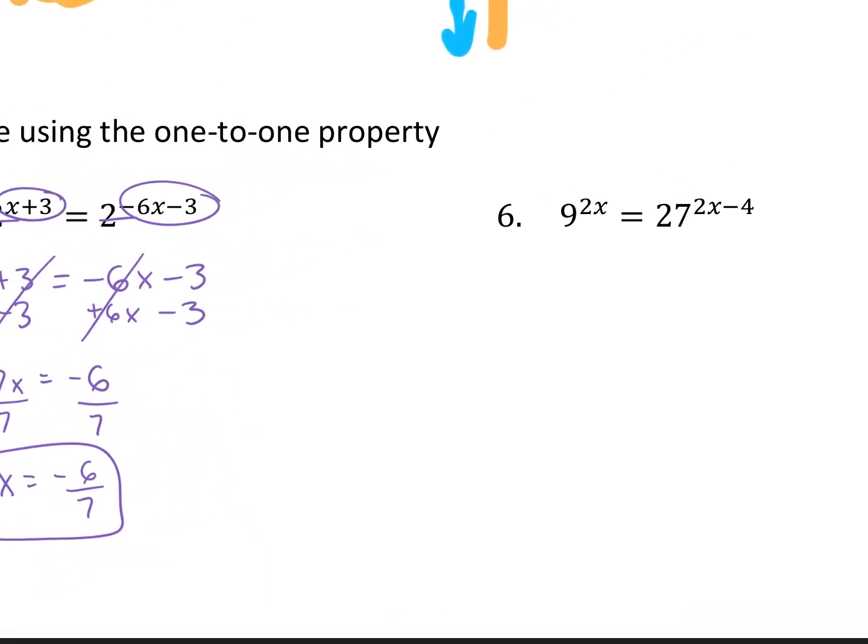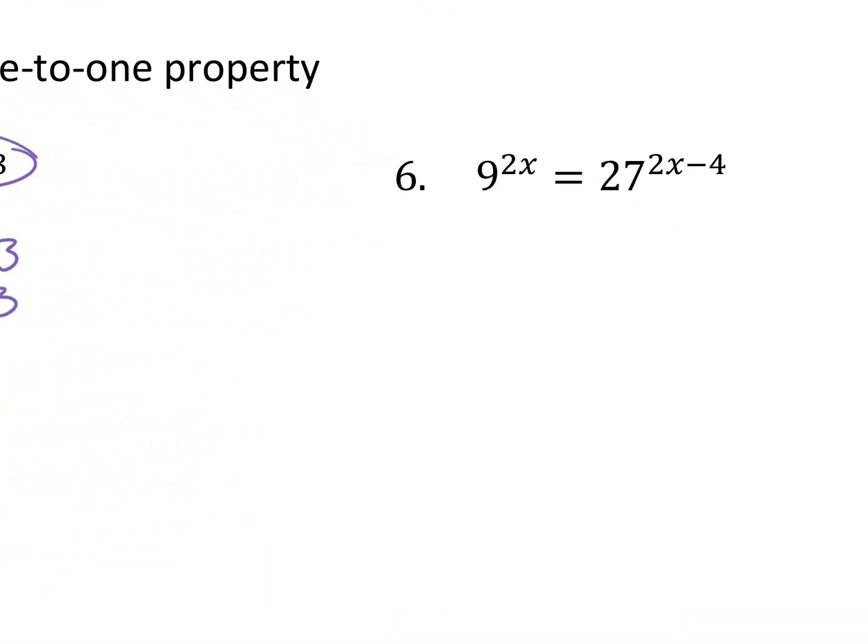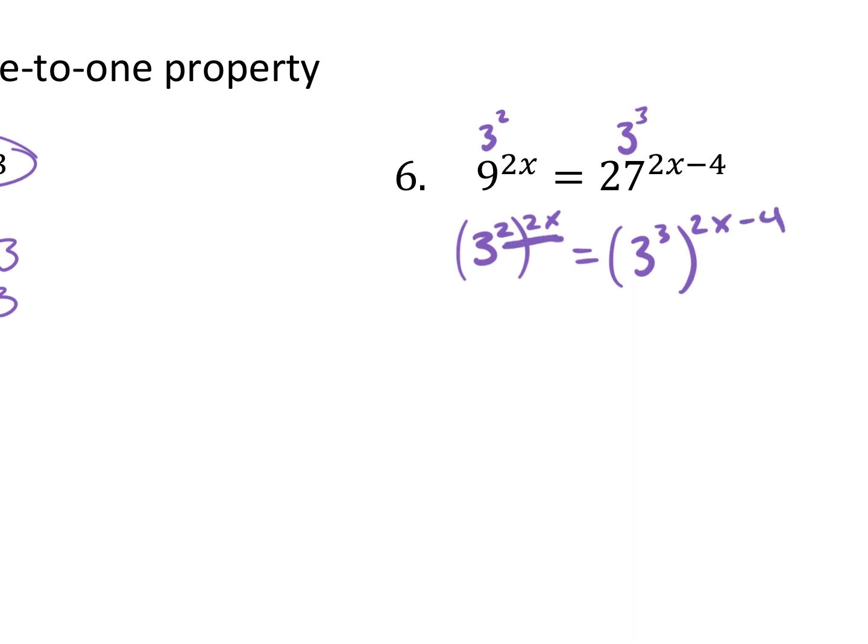So let's do number 6. Since here our bases are not the same, how can I get them to be the same? So I can make them both have a base 3. So 9 is 3 squared. So I'm going to change 9 to be 3 squared, but it's 3 squared to the power of 2x. And then what would I have to do to make 27 have the base of 3? 3 cubed. So this would be 3 to the third power to the power of 2x minus 4. Now what do I do if I have a power raised to a power? Multiply. So this would be 4x is equal to, and then here I would have to multiply also, but we just have to make sure we distribute.